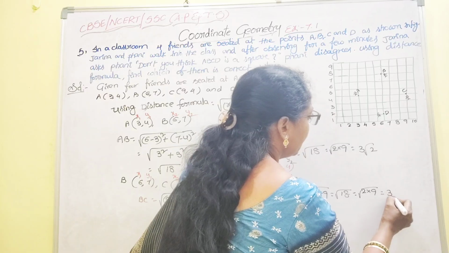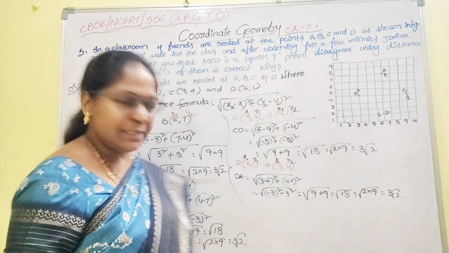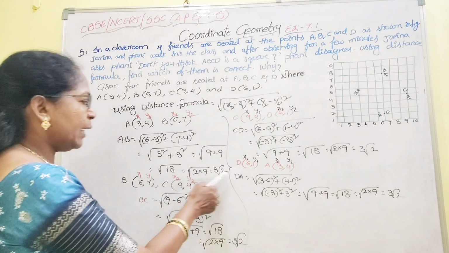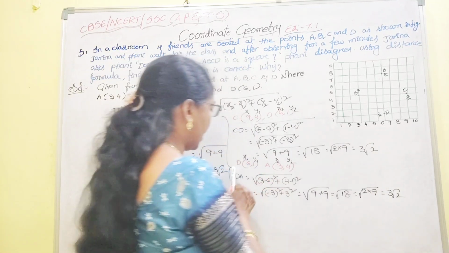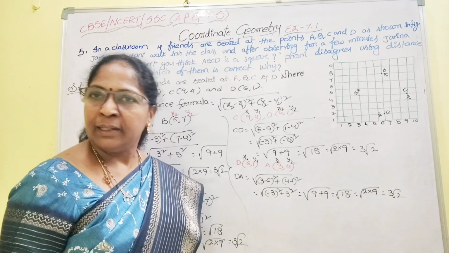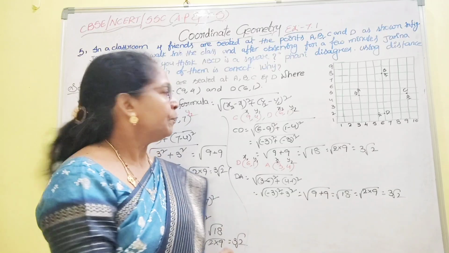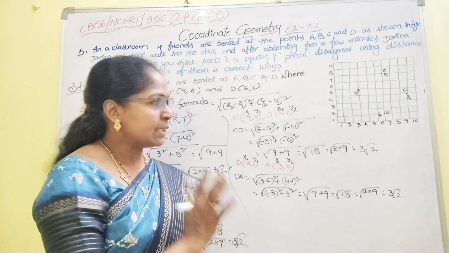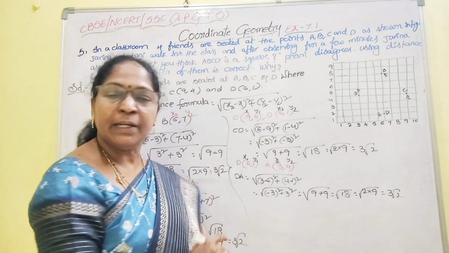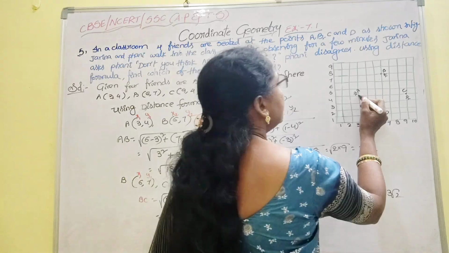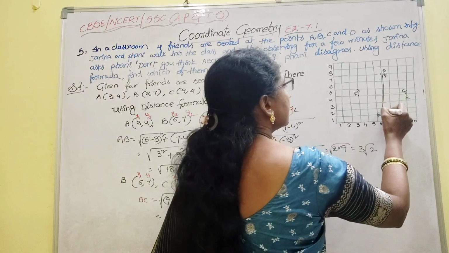So 3 root 2. If you observe, AB equals 3 root 2, BC is also 3 root 2, CD is also the same and DA is also 3 root 2. That means 4 sides are equal. And 2 more distances also you have to find out. What are those? That is AC and BD. Those 2 are diagonals.